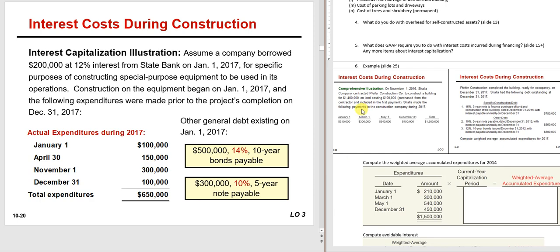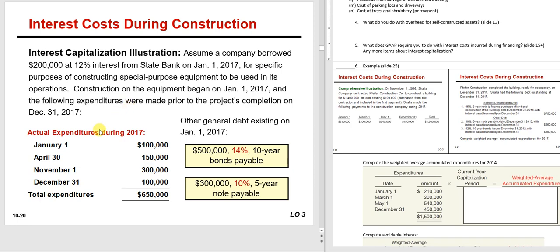Okay, so this is the same one that you have on your handout. Actually, it's not the one you have on your handout. There's two of them in this PowerPoint. We're going to go through the next one. So assume the company borrowed $200,000 at 12% interest from State Bank on January 1st, 2017 for the specific purpose of construction of equipment to be used in its operations. So we're building it for ourselves. Construction began on January 1st and was completed on December 31st. So in other words, the construction period is exactly a year, which is important.